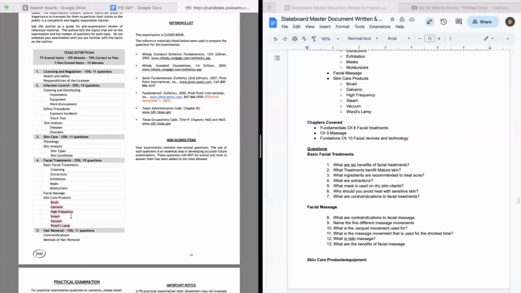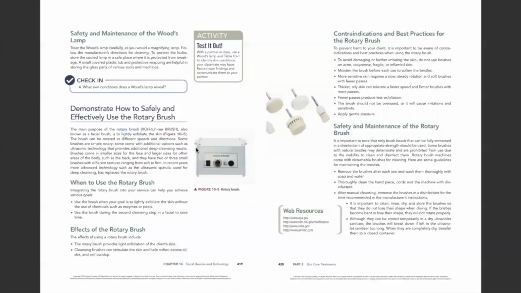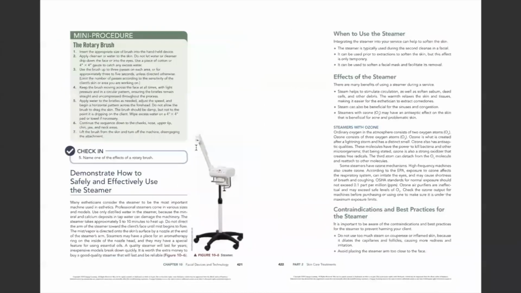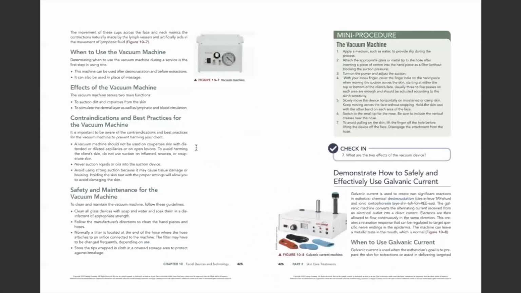So first thing I would do is, obviously you want to know all of this from the chapter. That's the real answer, right? But in reality, if it's not on here in the subsection, it would be secondary on my list. So I would first make sure I was 100% comfortable with the brush machine, galvanic and all its functions, high frequency, steam and the benefits of that, vacuum and Woods lamp, and then any of the other advanced topics and treatments, any of the other devices would be secondary to that list.